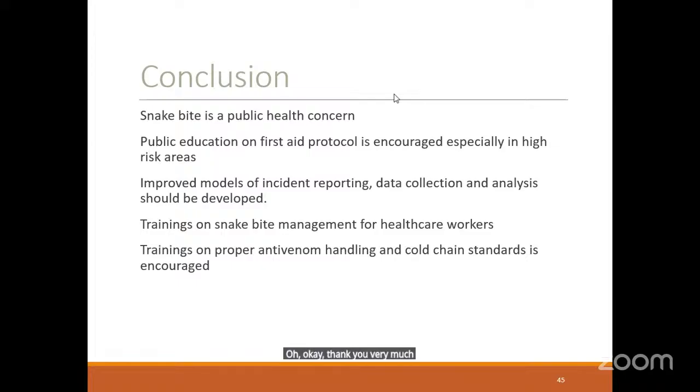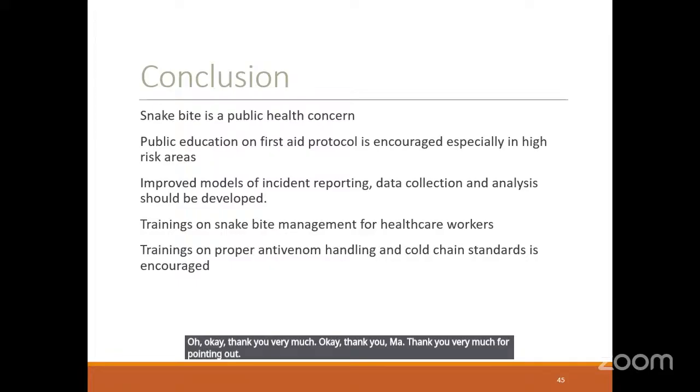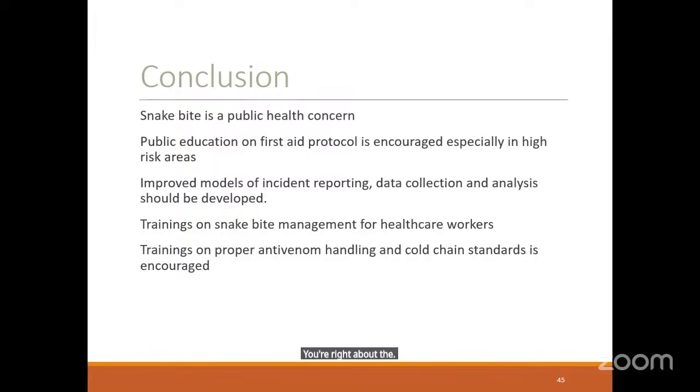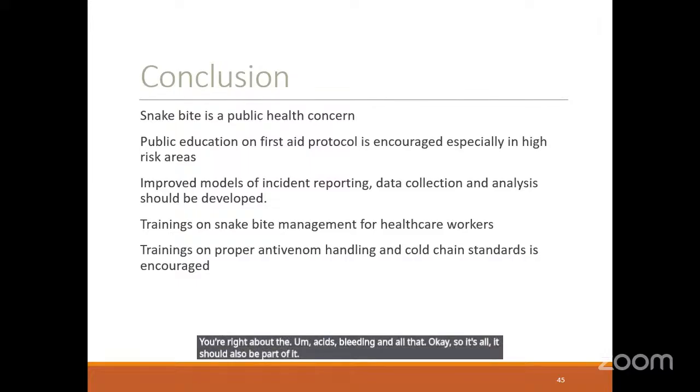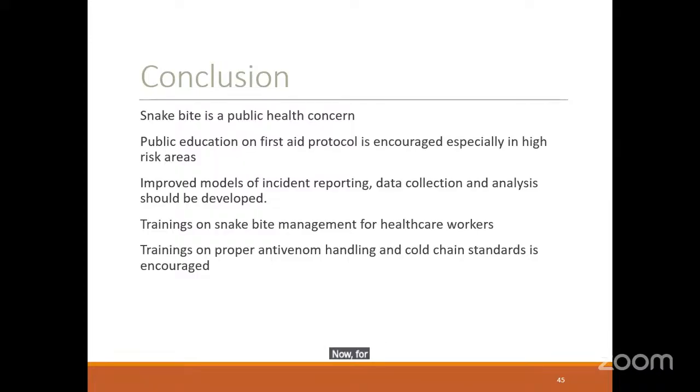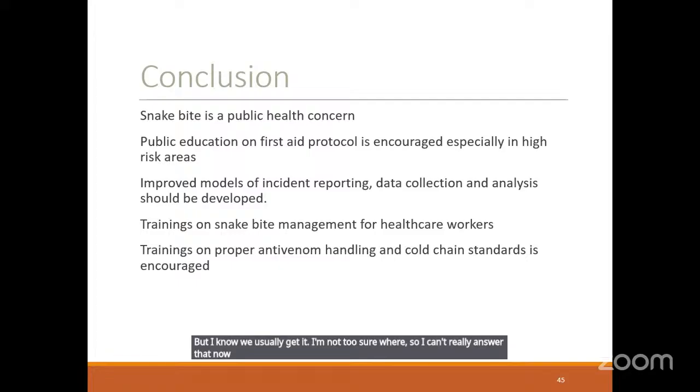Okay, thank you, Ma, thank you very much for pointing out. Yeah, you're right about the NSAIDs, the bleeding and all that. So it should also be part of it. Now, for where it can be gotten, I'm not directly involved in procurement at my center, but I know we usually get it. I'm not too sure where, so I can't really answer that now. So if someone else knows, the person can let us know.